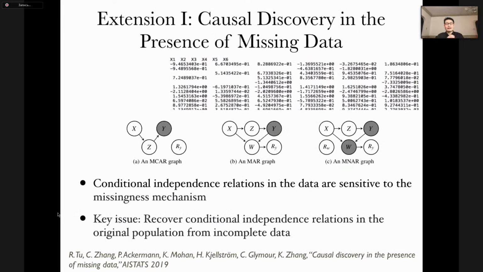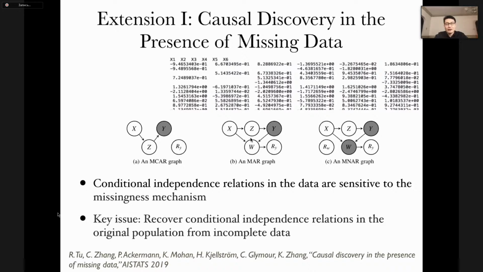And then let's have a quick look at some extensions. First, in many applications, especially in healthcare, we have missing values, right? In a data set, we have a lot of missing values. And you have to extend the method to handle missing values. First of all, we observe that the conditional independence relations in the data are very sensitive to the missingness mechanisms.